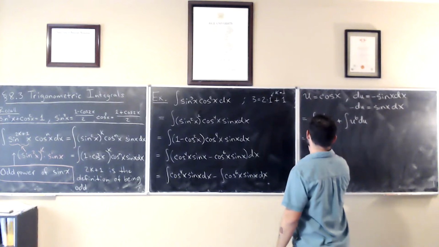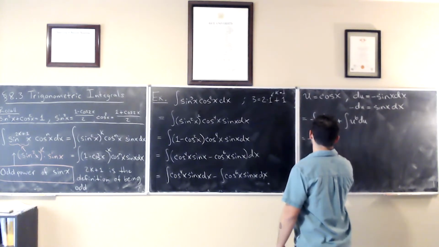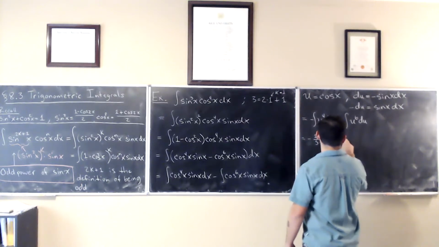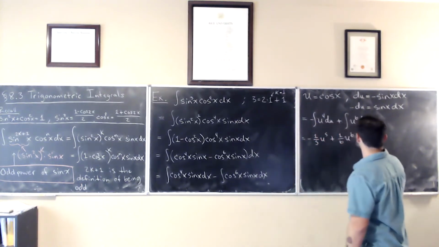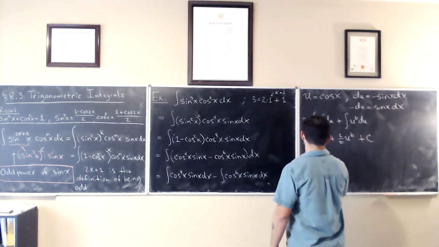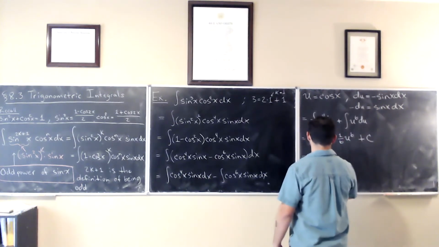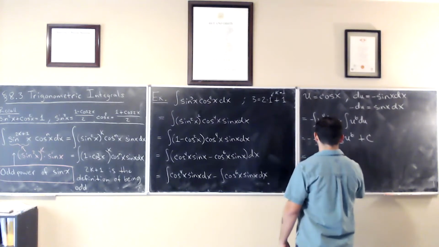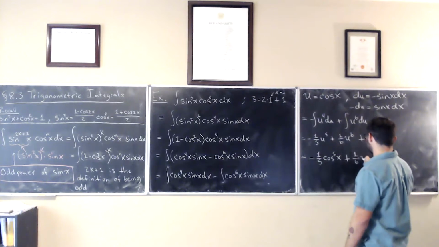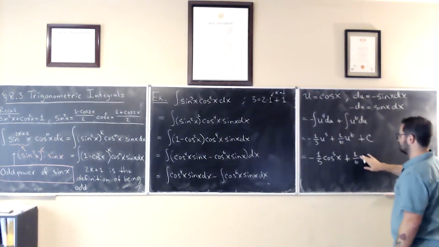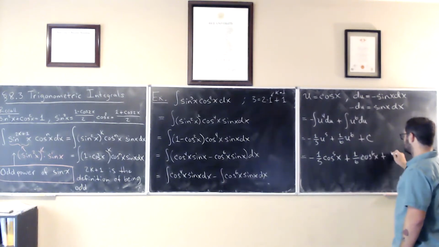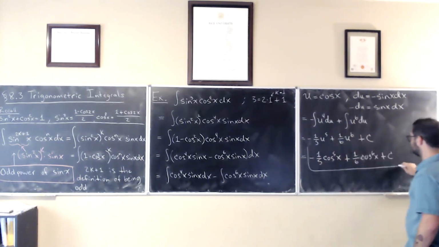So this would be negative 1/5 u to the power 5 plus 1 over 6 u to the power 6 plus c. And then what was u? It was cosine x. So that would be negative 1/5 cosine to the power 5 plus 1/6 cosine to the power 6 plus c. Okay, and that's the final answer.